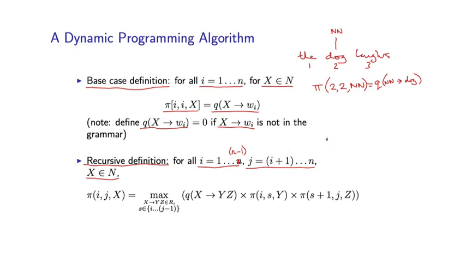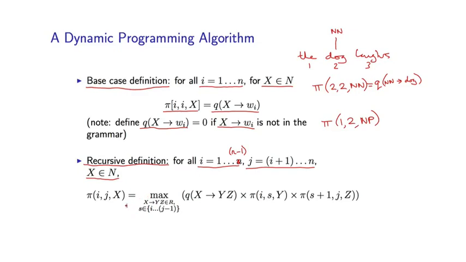So here we have the case where i is strictly less than j. So we have some span, for example, in this particular sentence we might have pi of 1 to np, for example. Okay. So here's the definition. So I have a max.